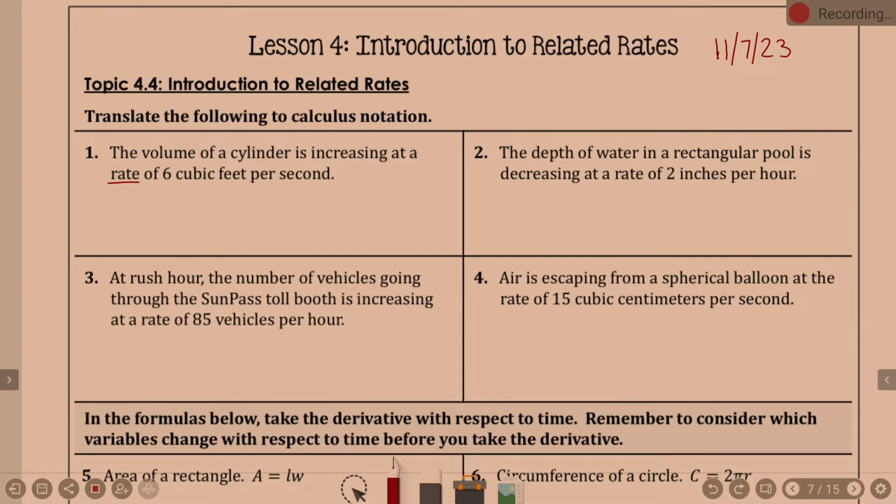When we see a rate, we know we need to talk about the derivative. What are we talking about the derivative of? The volume. So we're going to do the rate of the volume. It is increasing, which means that my answer is going to be positive, and it's at a rate of 6 cubic feet per second.